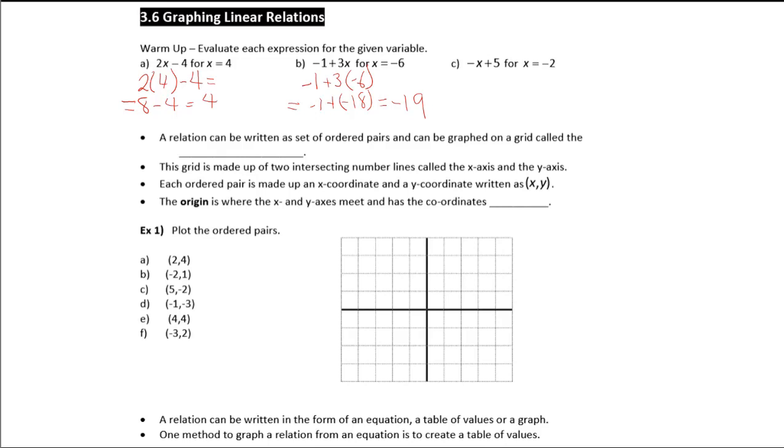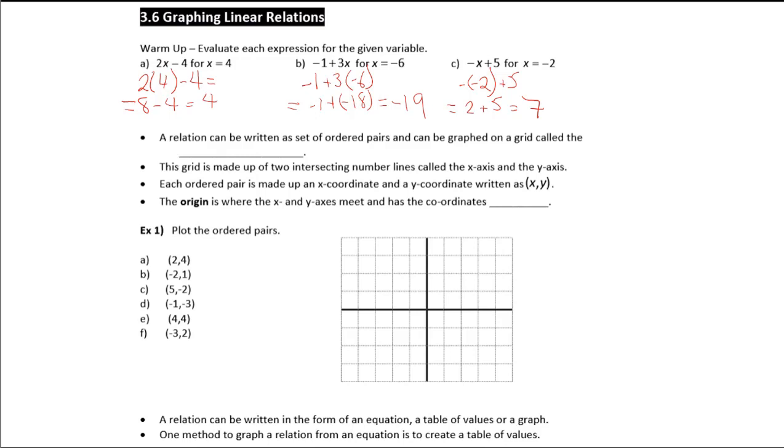And our final example for our warm-up, -x plus 5 for x equals -2. We just sub in the -2 for x, so we have -(-2) plus 5. That becomes +2 plus 5. 2 plus 5 is 7. There we go.